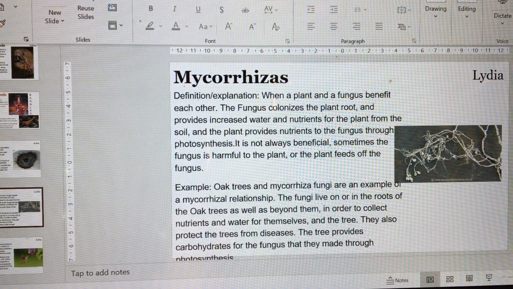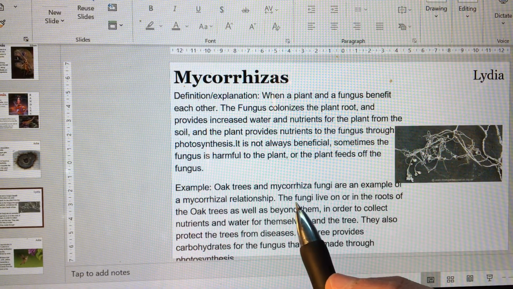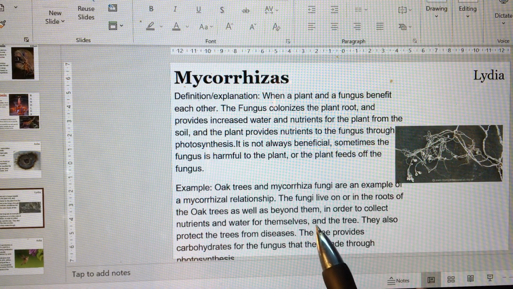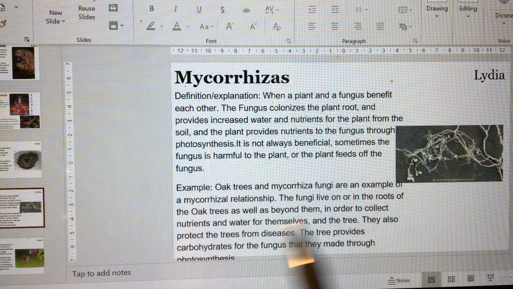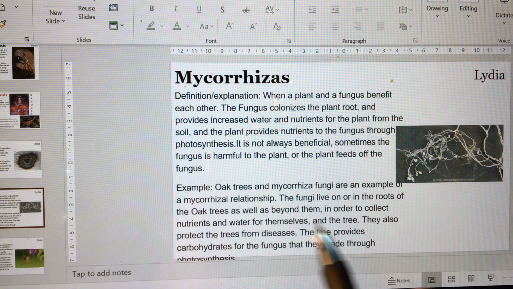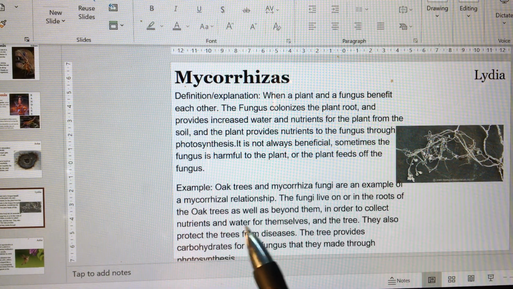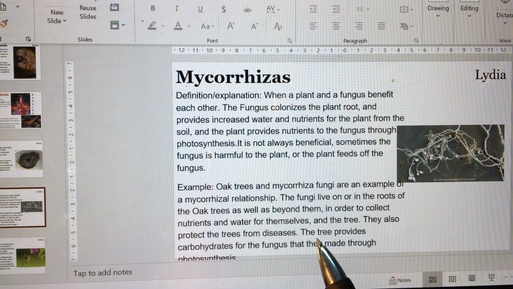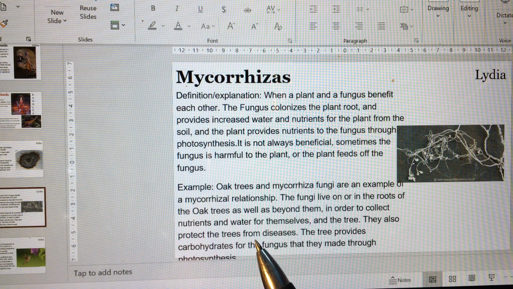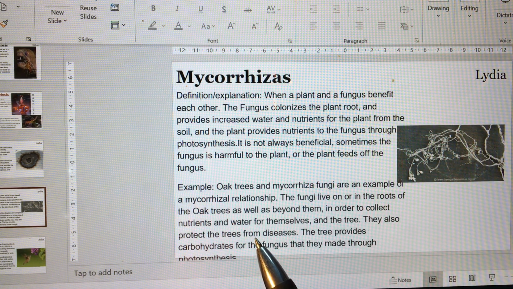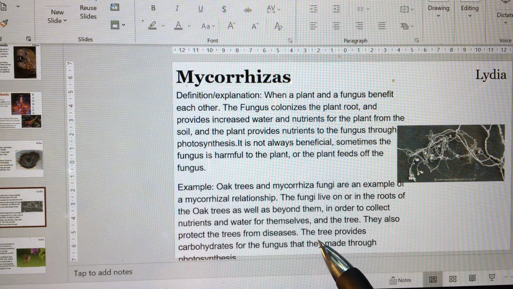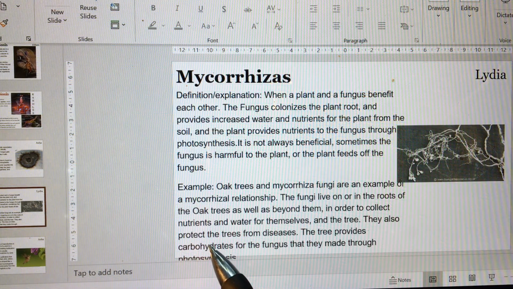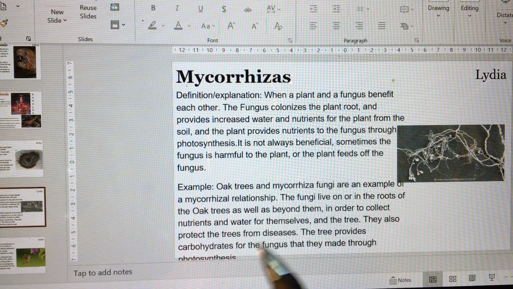Oak trees have relationships with mycorrhiza fungi. They live on or in the roots of the oak trees, and they collect nutrients and water for themselves and for the tree as well. Now think about this. Can mushrooms do photosynthesis? No, they can't. Can trees do photosynthesis? Yes. They create carbohydrates and sugars through photosynthesis.